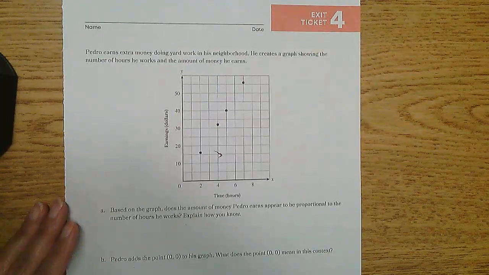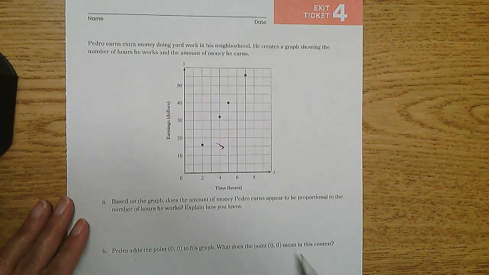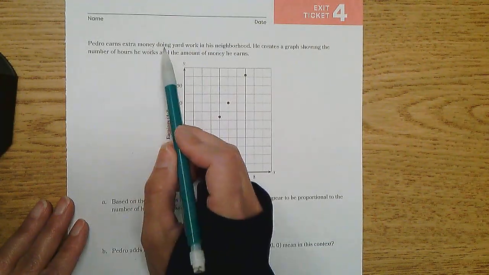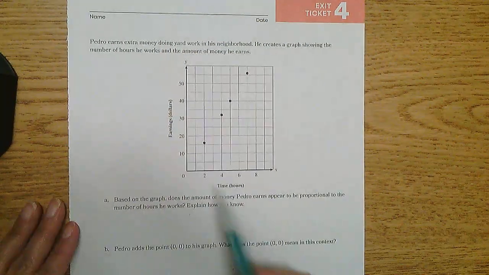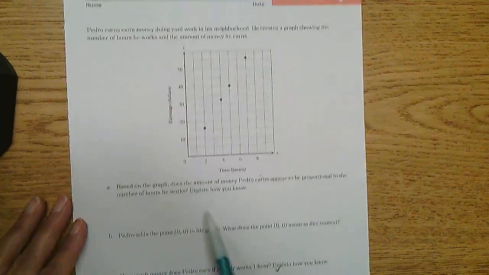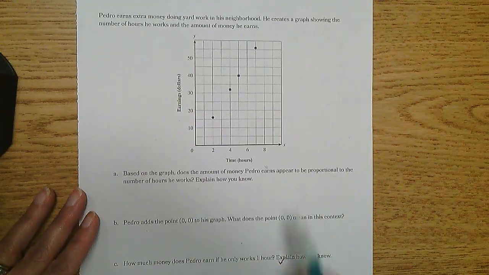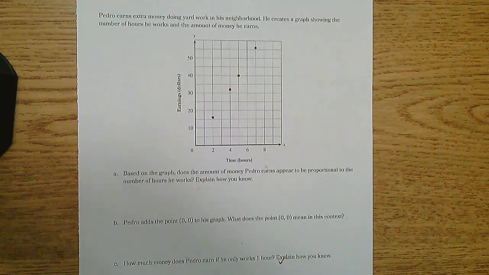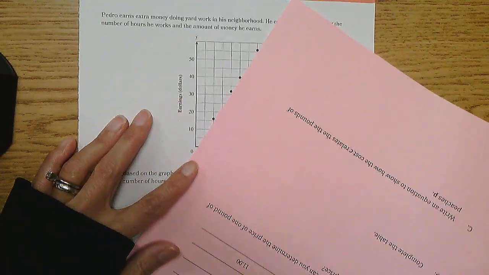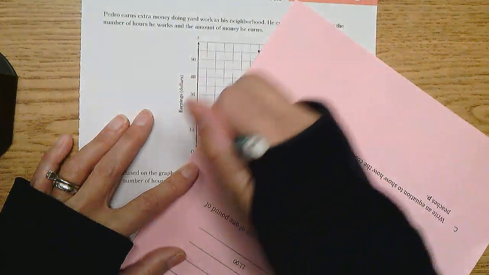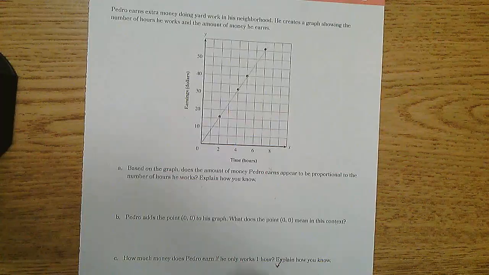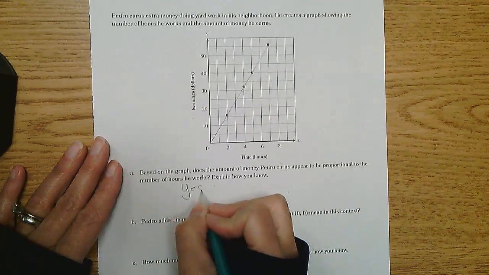Then that lesson brought us to this exit ticket, which is exit ticket number 4. Now we're looking at the money Pedro is earning doing yard work in his neighborhood compared to the hours that he spends doing this work. The first thing they want to know is, is it proportional? You can check to see if it is in fact linear, and you can check that oftentimes by using a straight edge. It doesn't always have to be a ruler. But you can see in this case, it is linear.